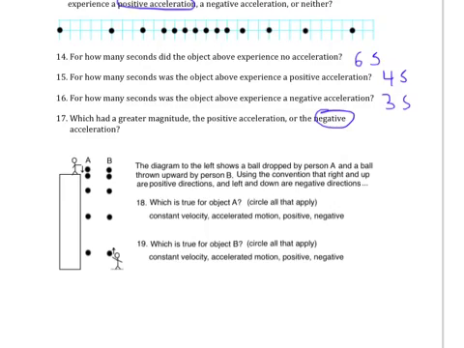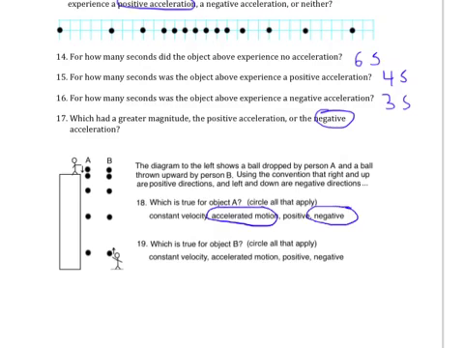Circle all that applies. Well, it's going a greater distance each second, so therefore it is not going at a constant speed, it is accelerating. Now, it is picking up speed in the negative direction, so that means it's having a negative acceleration. So that's one thing about gravity, it has a negative acceleration.